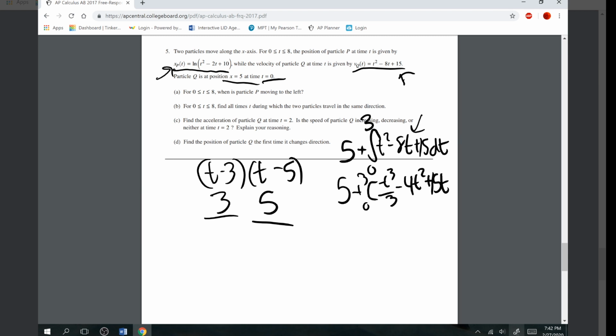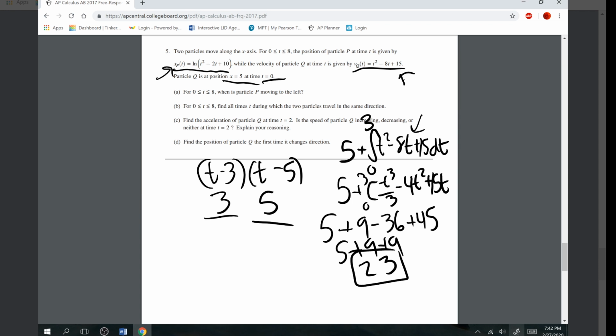So this is the antiderivative, just raising all the powers by 1 and dividing by the new power. And then you plug in 3 and 0. 0 plugged in gives you 0, so it's really just plug in 3. You get 5 plus 9 minus 36 plus 45. So it's 5 plus 9, which is 23. And that's the position the first time it changes direction, which is pretty cool.